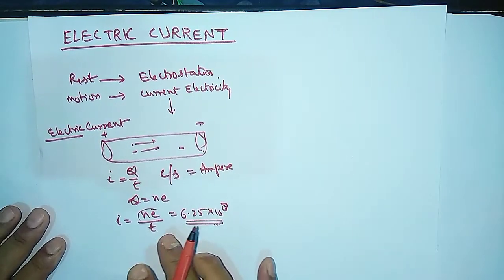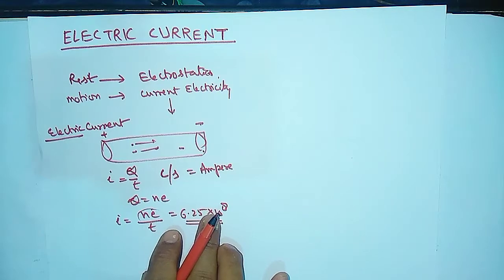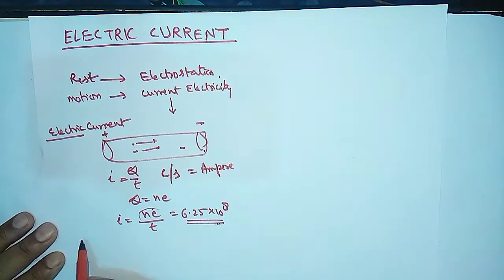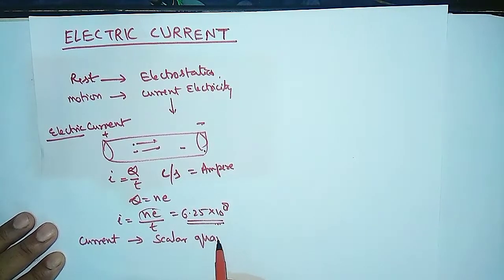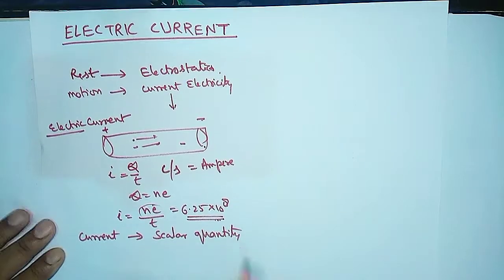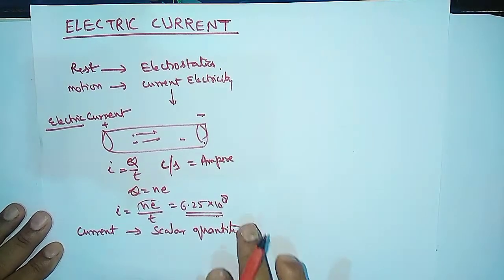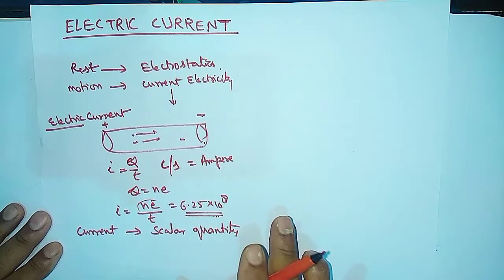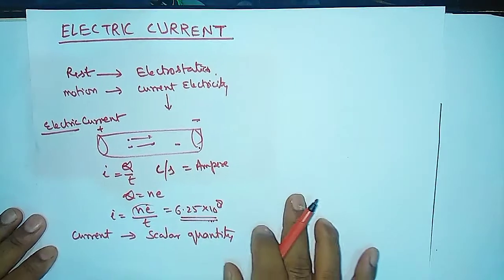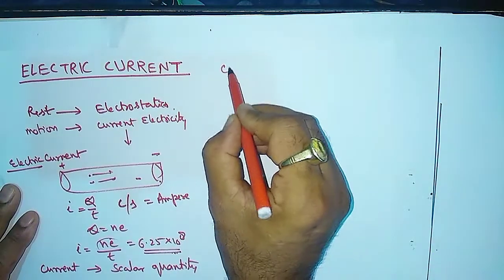Now we will discuss some terms. Current is always a scalar quantity. Remember this, it is always a scalar quantity, meaning having only magnitude, not direction. It doesn't depend on the direction. Please remember it. Now one more topic, that is the current density.